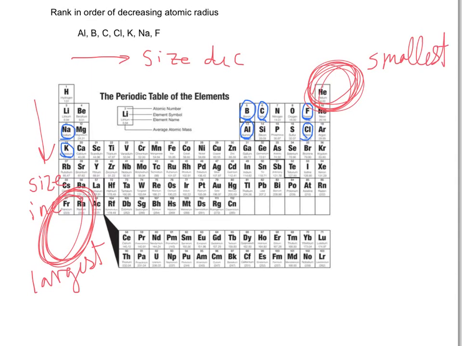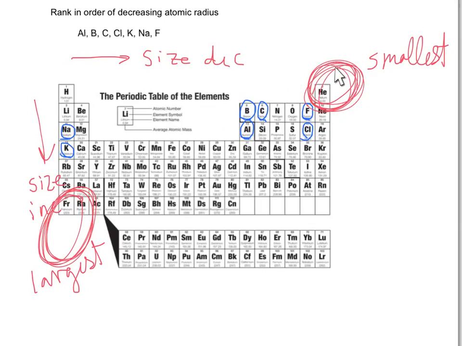Okay, so if you're using decreasing order, be careful because sometimes the question will ask you for decreasing or increasing. Decreasing means it's getting smaller. So you're going to start with the largest and go to the smallest. So you're going to start with this corner of the periodic table and go this way until you reach the smallest.